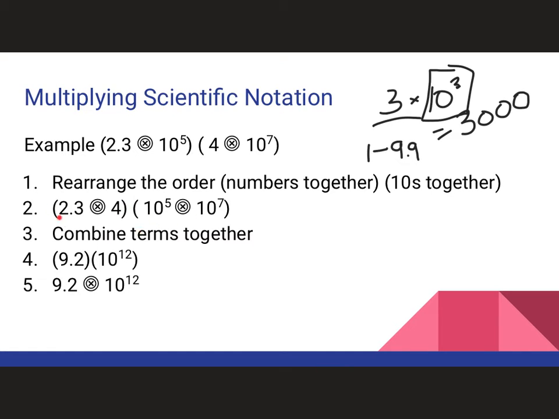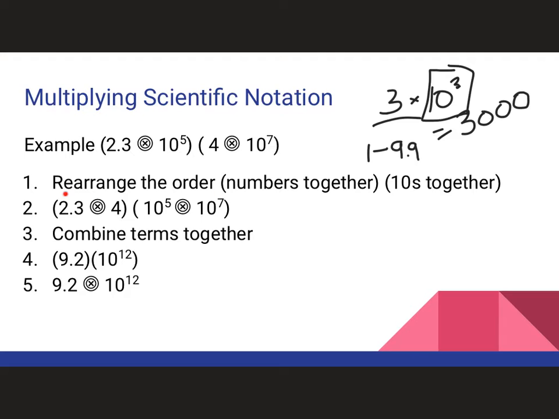Alright, then after you move them around, you're going to combine your terms together. So you're just going to take this 2.3 times 4 and multiply them together. That is 9.2. And you're going to take the 10 to the 5th times 10 to the 7th. This is a base to a base rule, so we would add the exponents. So we would take this 5 plus 7 and we make it 10 to the 12th, and that would be your final answer. So to multiply these two scientific notations together, this is what it's going to look like, and that's precisely how you're going to do it.